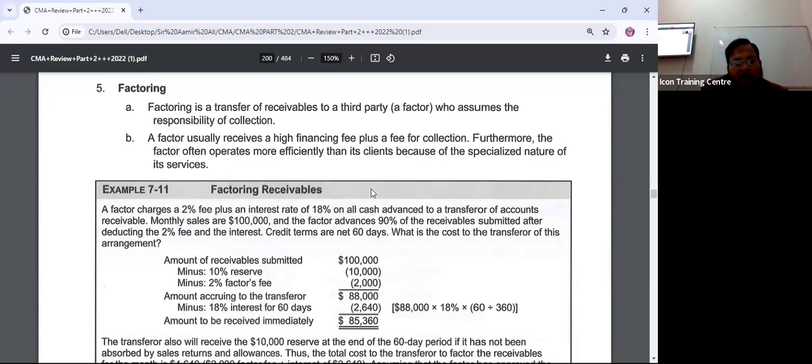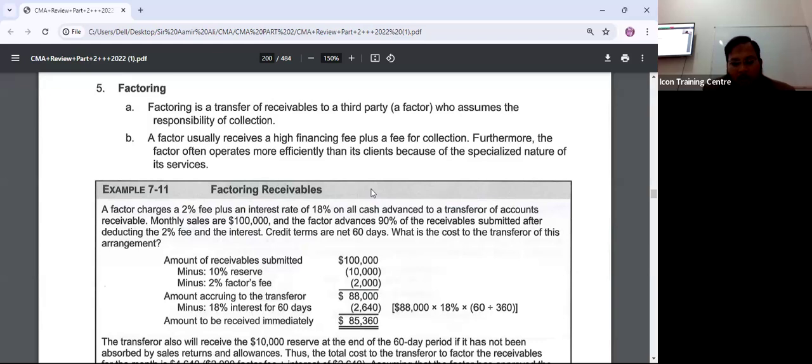Now, what about factoring receivables? A factor charges a 2% fee plus an interest of 18% on all cash advances to a transferor of accounts receivable. Monthly sales are $100,000 and the factor advances 90% of the receivables submitted after deducting the 2% fee and interest. Credit terms are net 60 days. What is the cost to the transferor of this arrangement? Now, the amount of the receivable submitted is 100,000, right?